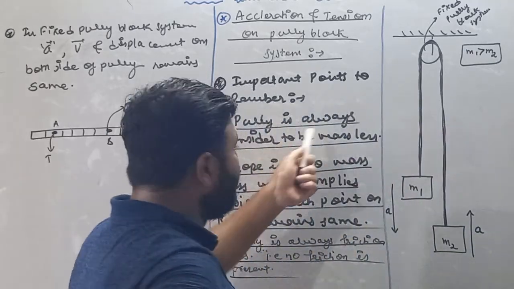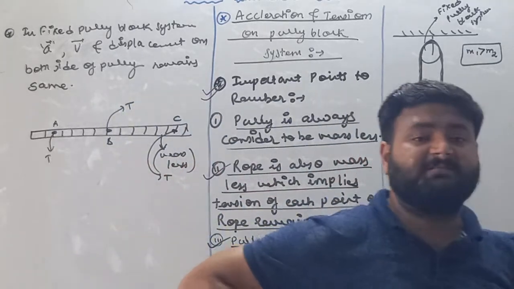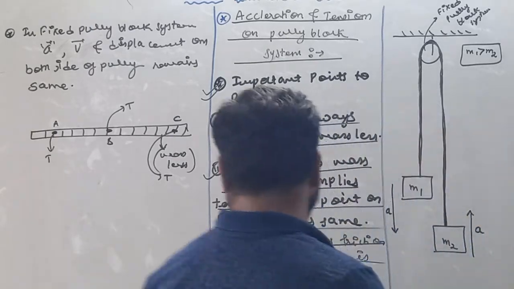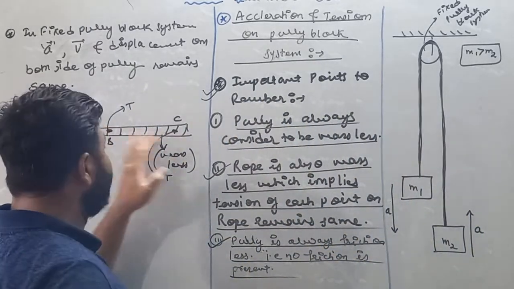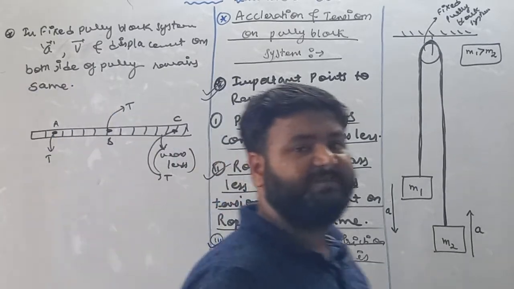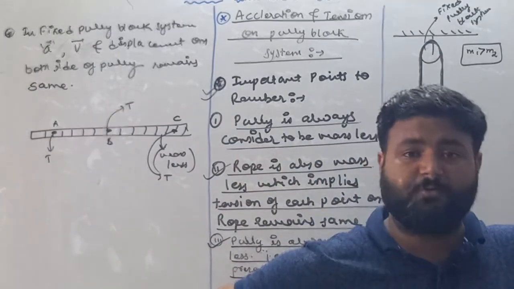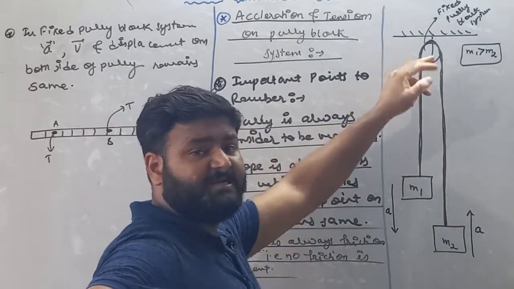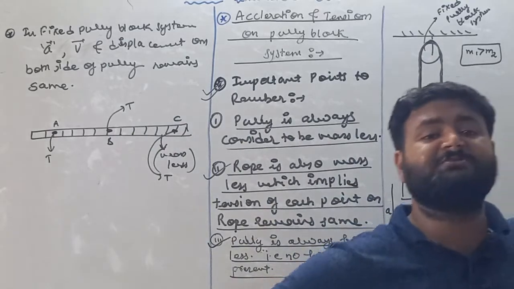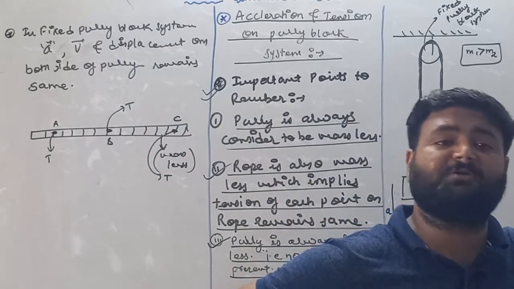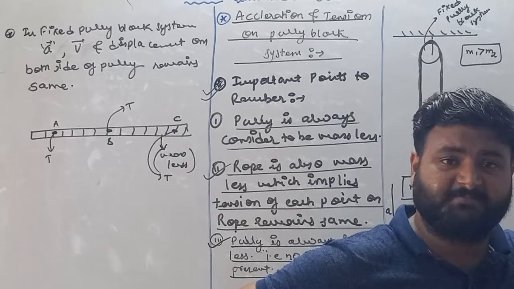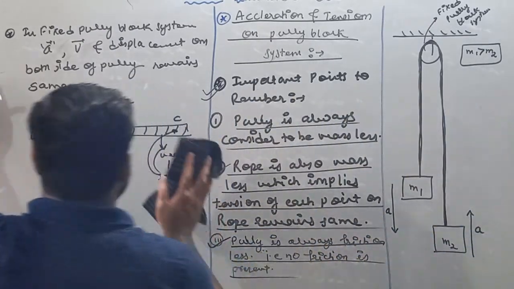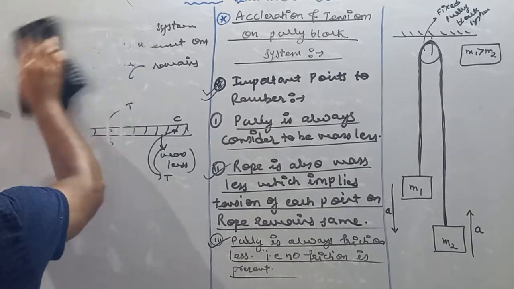Second thing is the rope is always massless, and remember this is a very important point, my dear student. If the rope is massless, then tension on each point of the rope remains the same. Every point carries the same value of tension throughout the rope if the rope is massless. Third thing is the pulley is frictionless. So if the pulley is frictionless, then there is no role of friction when we are talking about a pulley block system. Okay, so let's start finding the acceleration of the pulley block system.